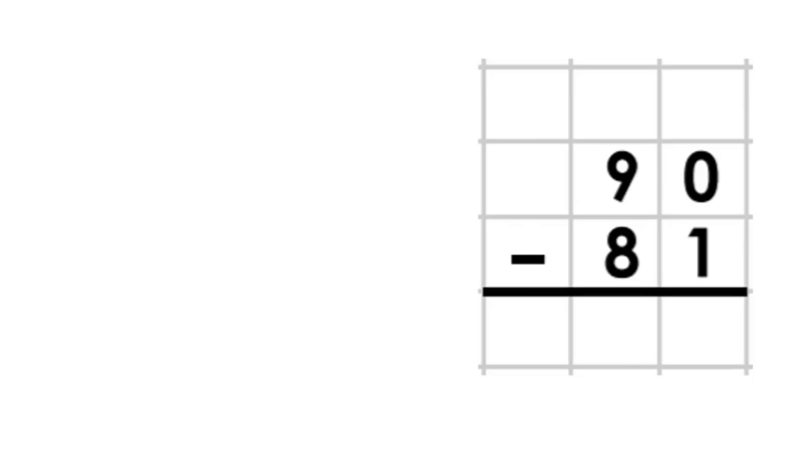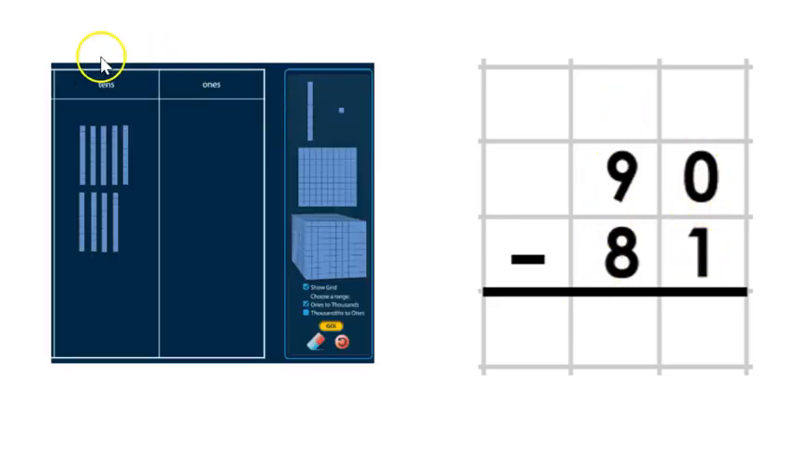Let's do another one. 90 minus 81. I'll line up my numbers on grid paper so I can put them in the right place, my ones and tens. I'll show it with place value blocks, 9 tens for 90, 0 ones. My first step is to subtract from the ones. But there is more on the floor.